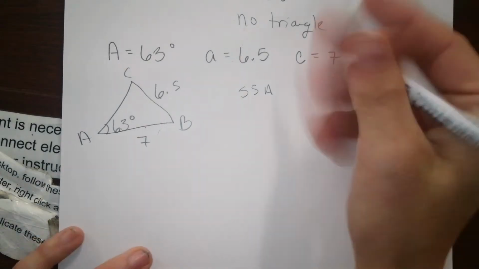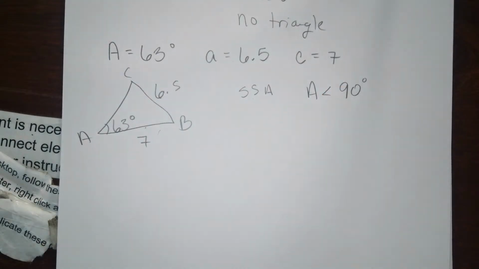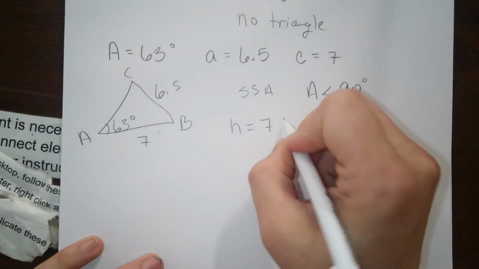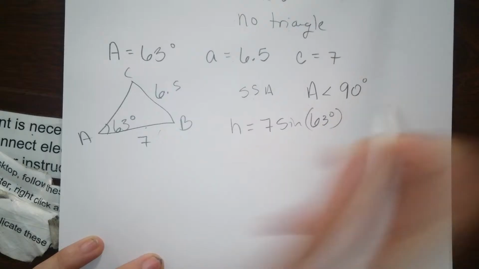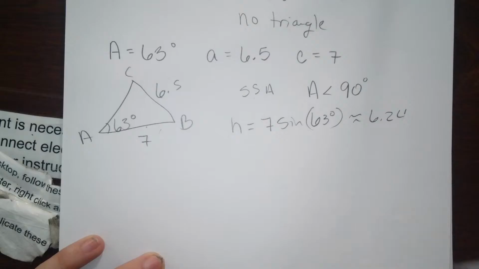I know that angle A is less than 90 degrees. So now I'm going to compare those side lengths. Is the side that corresponds to my given angle bigger or smaller than the other side? It's smaller. All right, so what does that tell me to do now? What do I have to do? I have to compare the height, right? So my height is going to be the other side times sine of my given angle. It's 6.24. Cool.